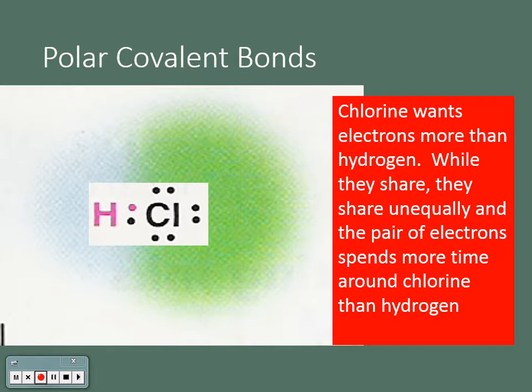Chlorine wants electrons more than hydrogen, while they share unequally. And that pair of electrons spends more time around chlorine than it does around hydrogen. And we end up with a bigger electron cloud around chlorine than we do around hydrogen. Right? Now, what does that do?